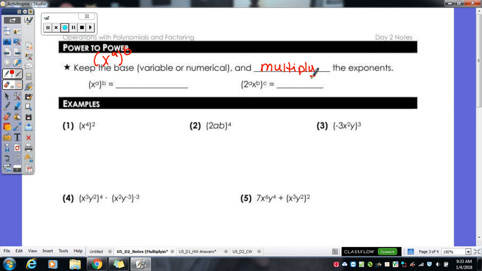So if I have x to the a raised to the b power, this is going to become x to the ab. You multiply those two numbers. So for this one, you've got to give this exponent here of c to both parts of the expression on the inside of the parentheses. So that would make it 2 to the ac and then x to the bc. You got to multiply the exponents on the 2 and the exponents on the x.